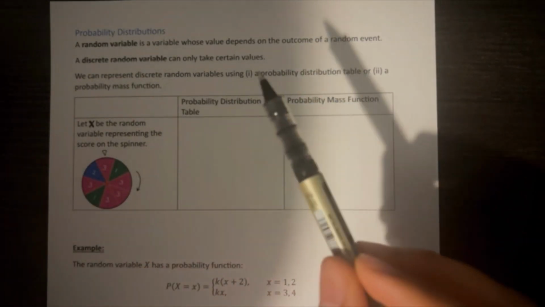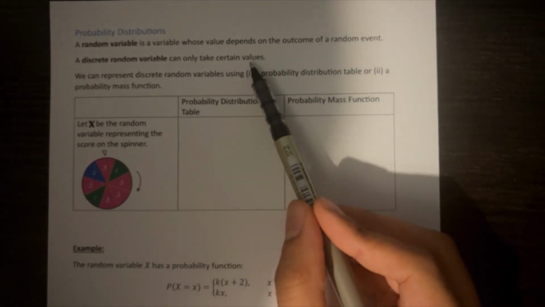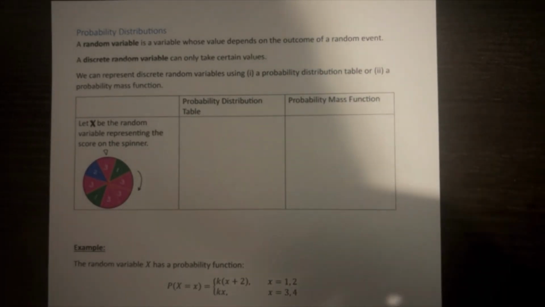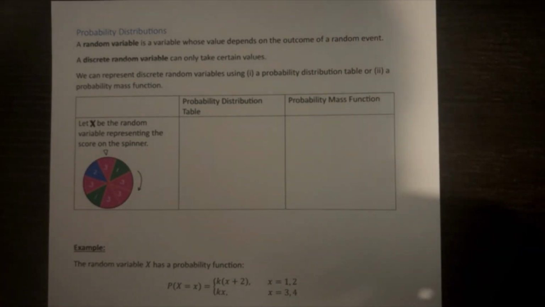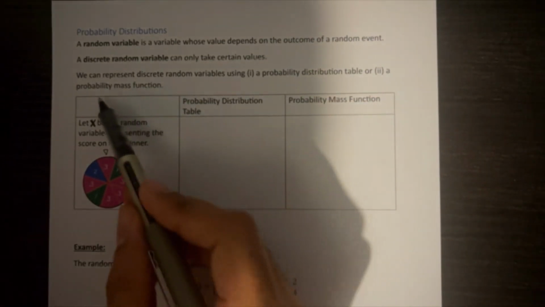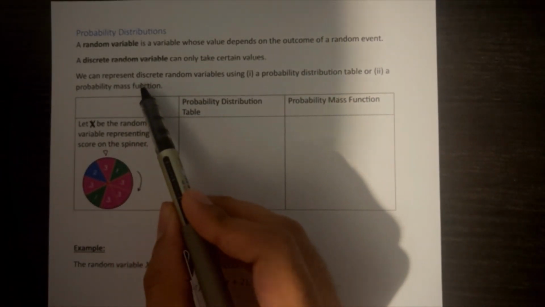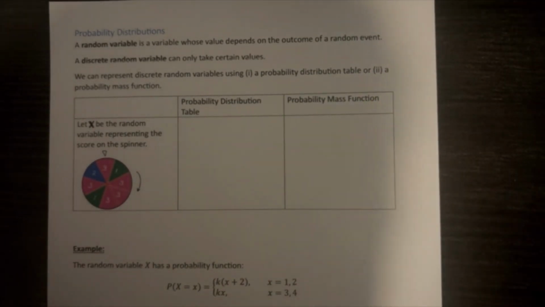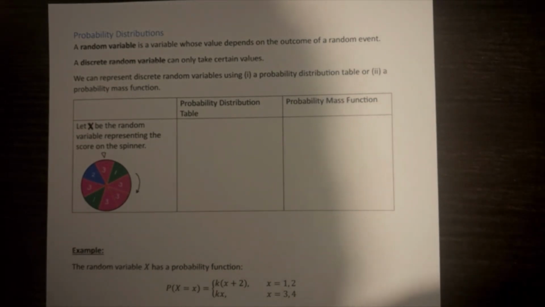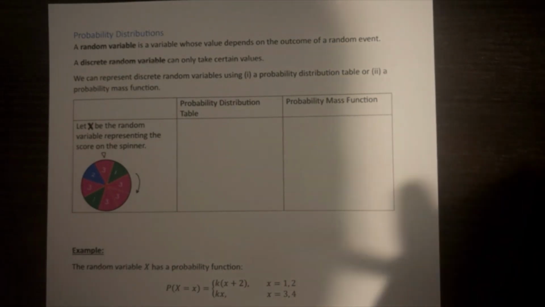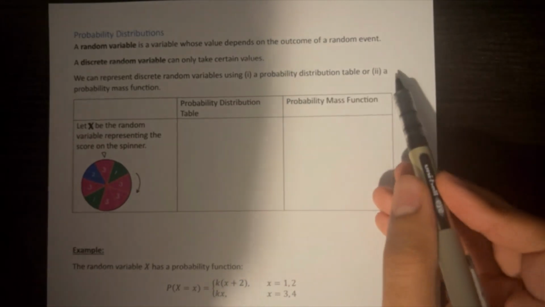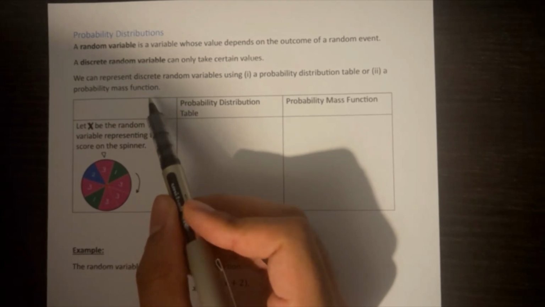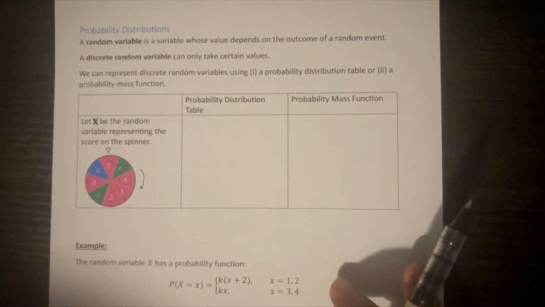A discrete random variable can only take certain values. We think about the scores when we roll a dice, for example. The scores on those dice are examples of discrete random variables. We can represent discrete random variables in two different ways. We can use something called a probability distribution table, which is something you're probably more familiar with seeing from doing probability at GCSE, and also something called a probability mass function. And we're just going to go through what those two things are here.